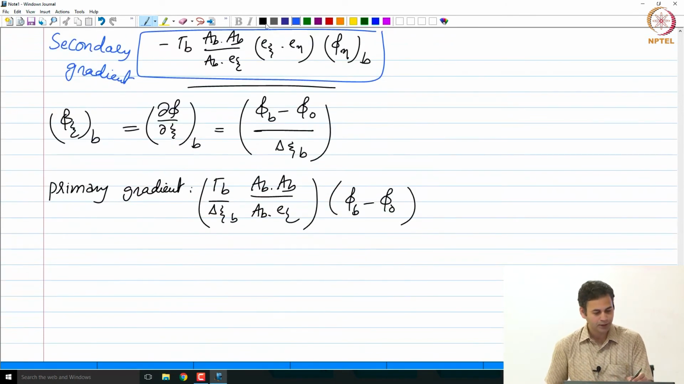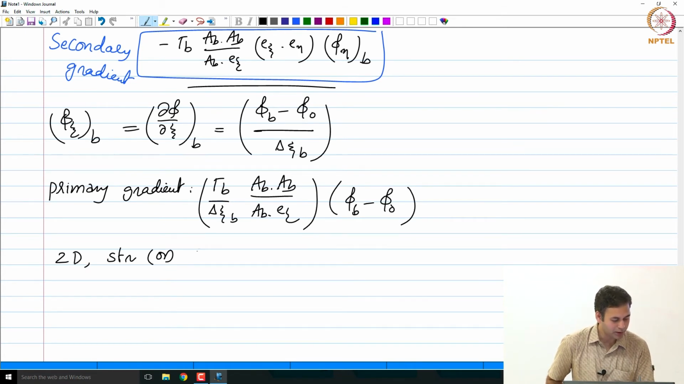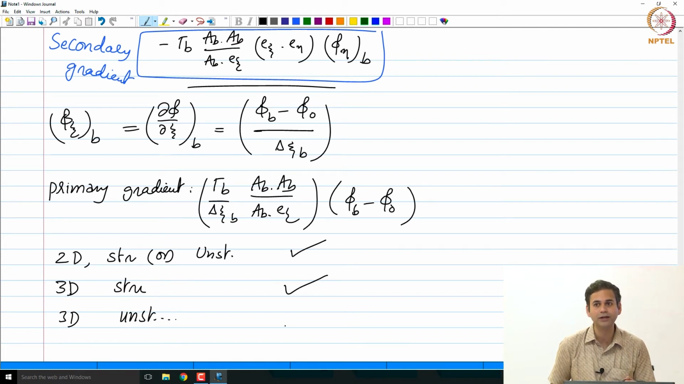So, that means calculation of the secondary gradient for the boundary is also the same thing. If it is 2D structured or unstructured, this can be calculated using interpolation. If it is 3D structured also, this can be calculated, but if it is 3D unstructured, then we do not have a unique way of defining the two secondary directions. As a result, we will resort to calculating the total minus the primary. That is going to give us the secondary. So, we will resort to a different method.